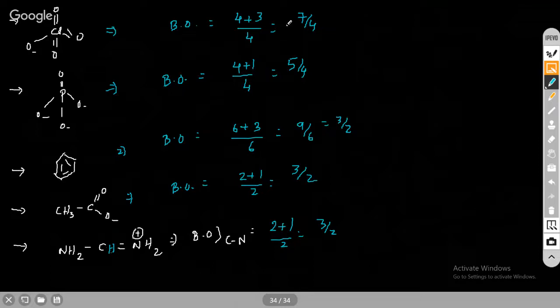And why are we taking the average here? Because the distribution of electrons is equal. Why? Because equal resonance is there, equal contributors are there, right? That's why it is an average thing. But when the equal contributors are not there, the distribution is not equal, then we cannot take the average either, right? So in case of unequal contributing structures, you see the next type.